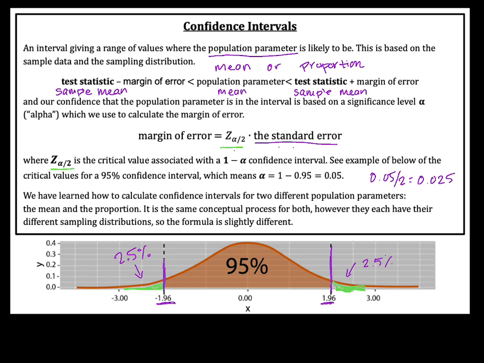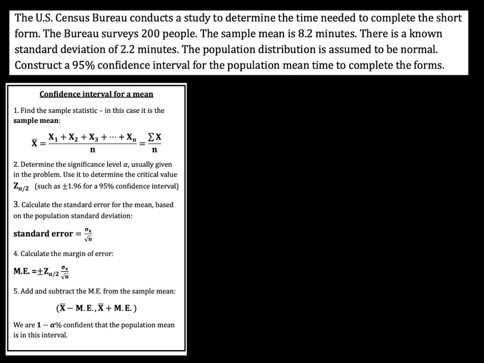Okay, so starting with an example for a sample mean, I put the formula for the mean of a sample in here just to remind you, but in a lot of these problems I'm just going to be giving you the sample mean already calculated. So in this example, the U.S. Census Bureau conducts a study to determine the time needed to complete the short form. The Bureau surveys 200 people. The sample mean, which is of the time that it takes to complete this short form, is 8.2 minutes. There is a known standard deviation of 2.2 minutes.